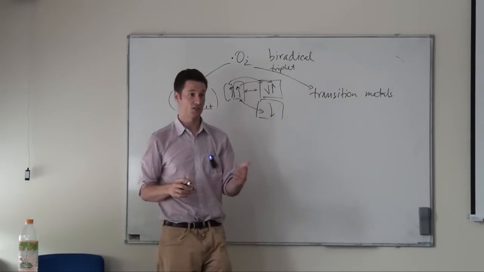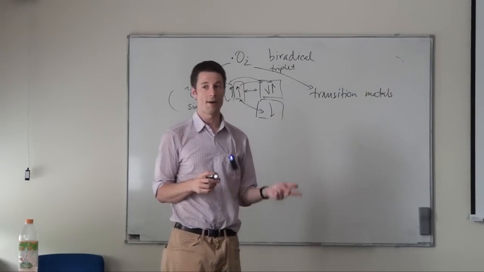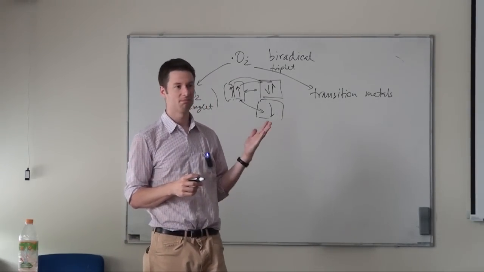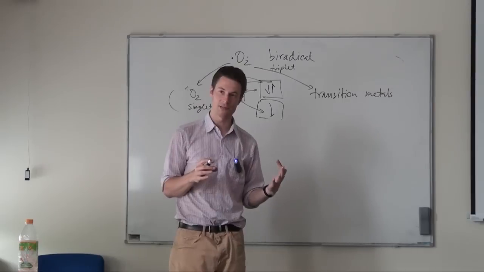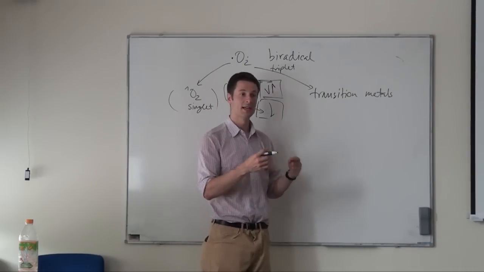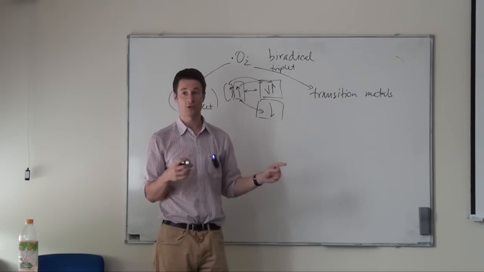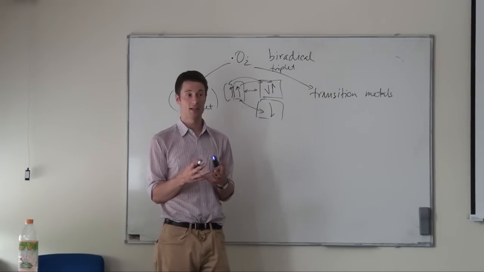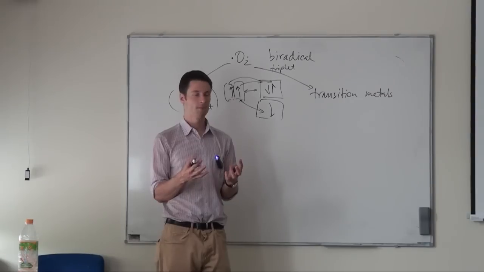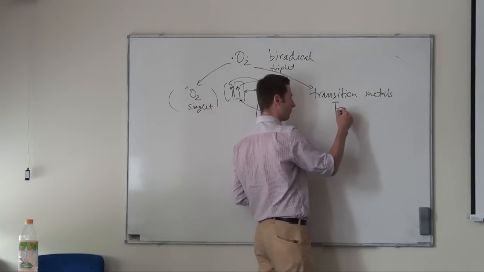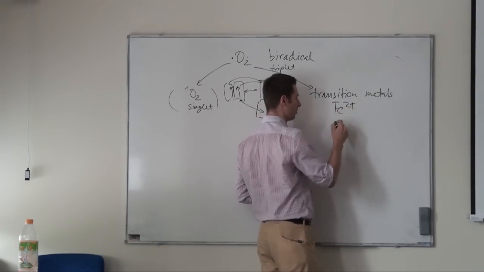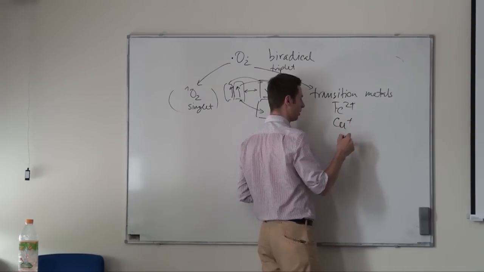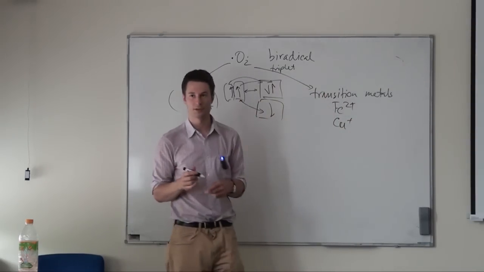Transition metals such as zinc, copper, iron, molybdenum, manganese, all these metals, they're metal ions, their electronic structure is such that they have unpaired electrons. So they actually behave like free radicals. Okay, so most notably, iron 2 plus, copper plus, manganese, and some other ones.